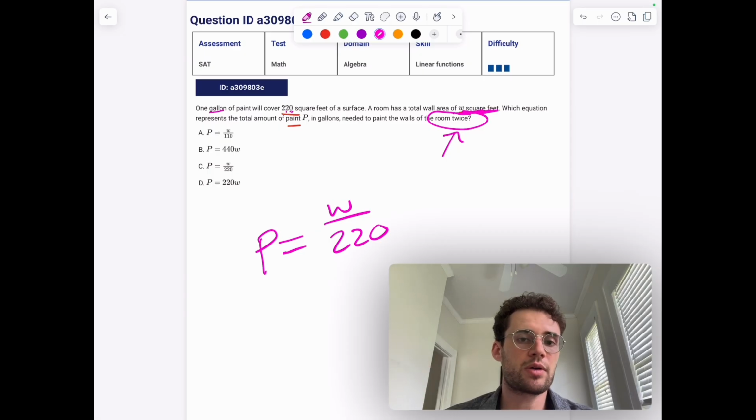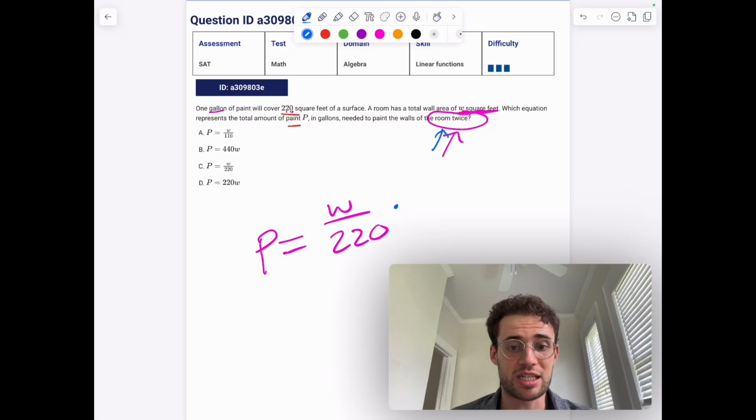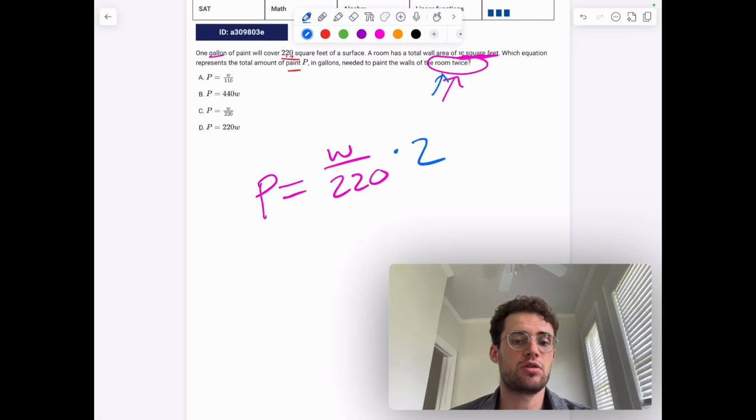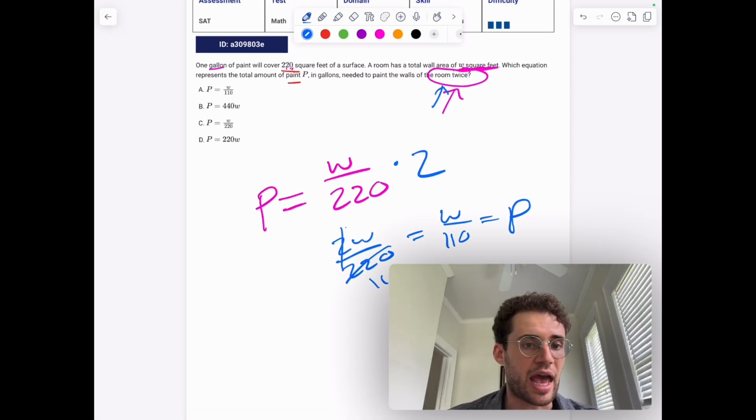But if you remember that you're doing it twice, then however much paint you think you need, double that amount of paint. So we're going to multiply this by 2. And when you multiply that by 2, you could write it as 2W over 220, but you can simplify this. They both have a 2 in the numerator and the denominator as a factor. So divide the top by 2 and the bottom by 2. It gives you that W over 110 is equal to the amount of paint you need. And that would be option A.